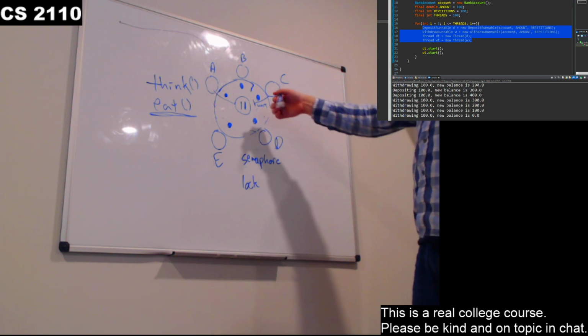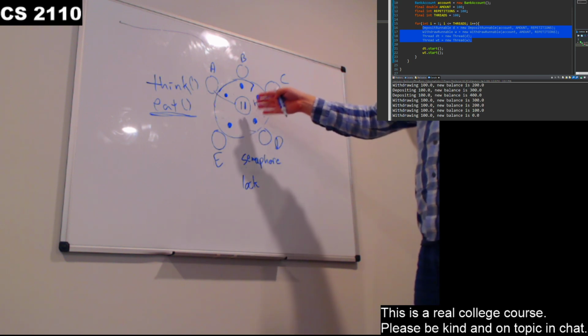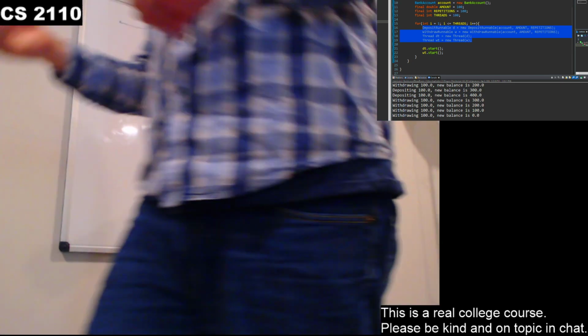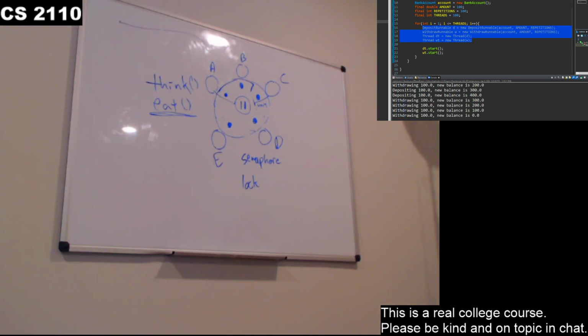The point is, in this case, if you think of the pair of chopsticks as a single entity, there's only one shared resource. And that's more apropos of what's happening here, where only one of the 200 threads can be messing with the balance at a time.